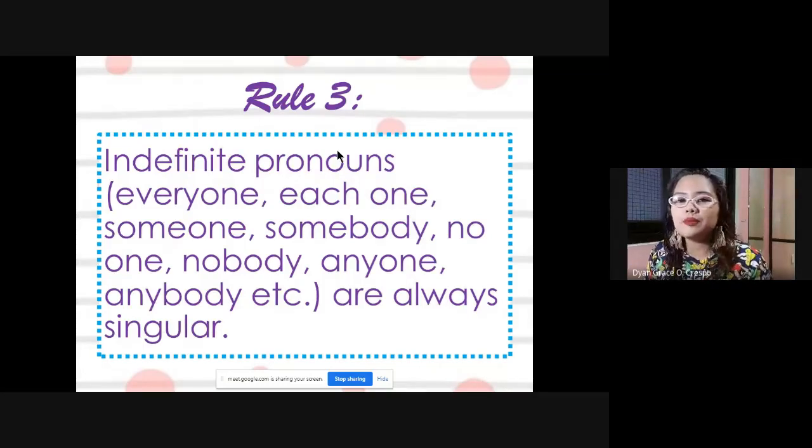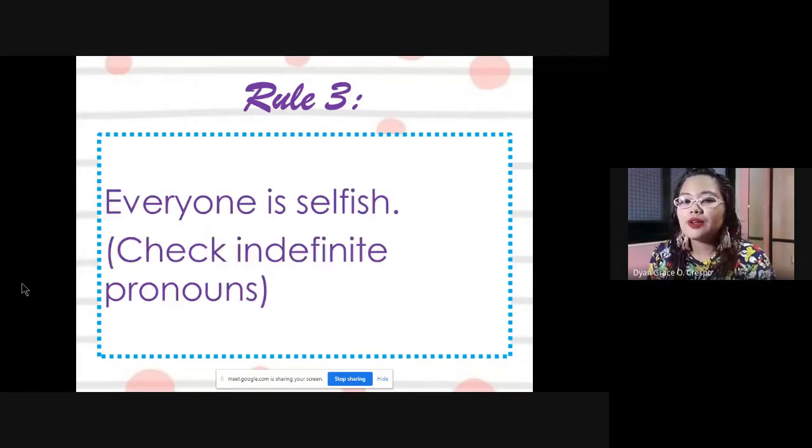Number three, indefinite pronouns. These are pronouns where you do not know how many. So you could check everyone, each one, someone, somebody, no one, nobody, anyone, anybody, etc. are always singular. For this one, you need to memorize the different indefinite pronouns. Again, everyone, each one, somebody, no one, nobody, anyone are always singular. So you will memorize these different indefinite pronouns, or you should be familiar with them. As you can see, indefinite pronouns, I don't know them. You don't know who. So it is singular. Okay? So everyone is selfish.